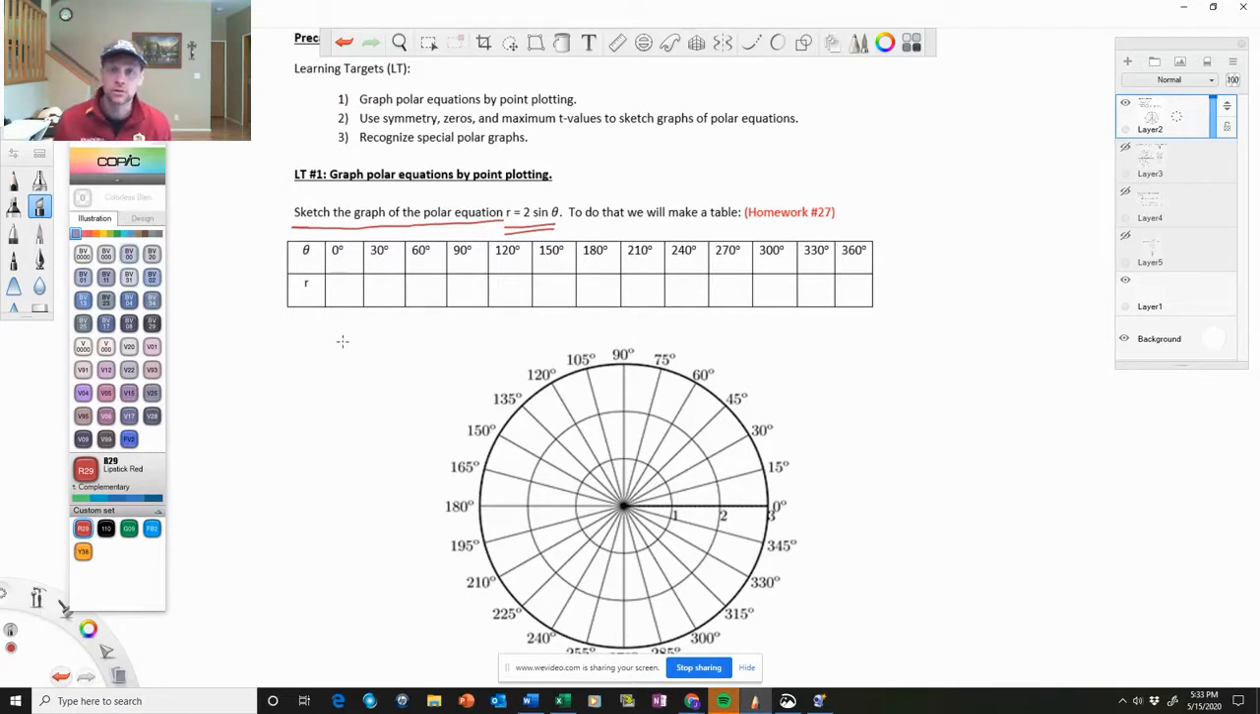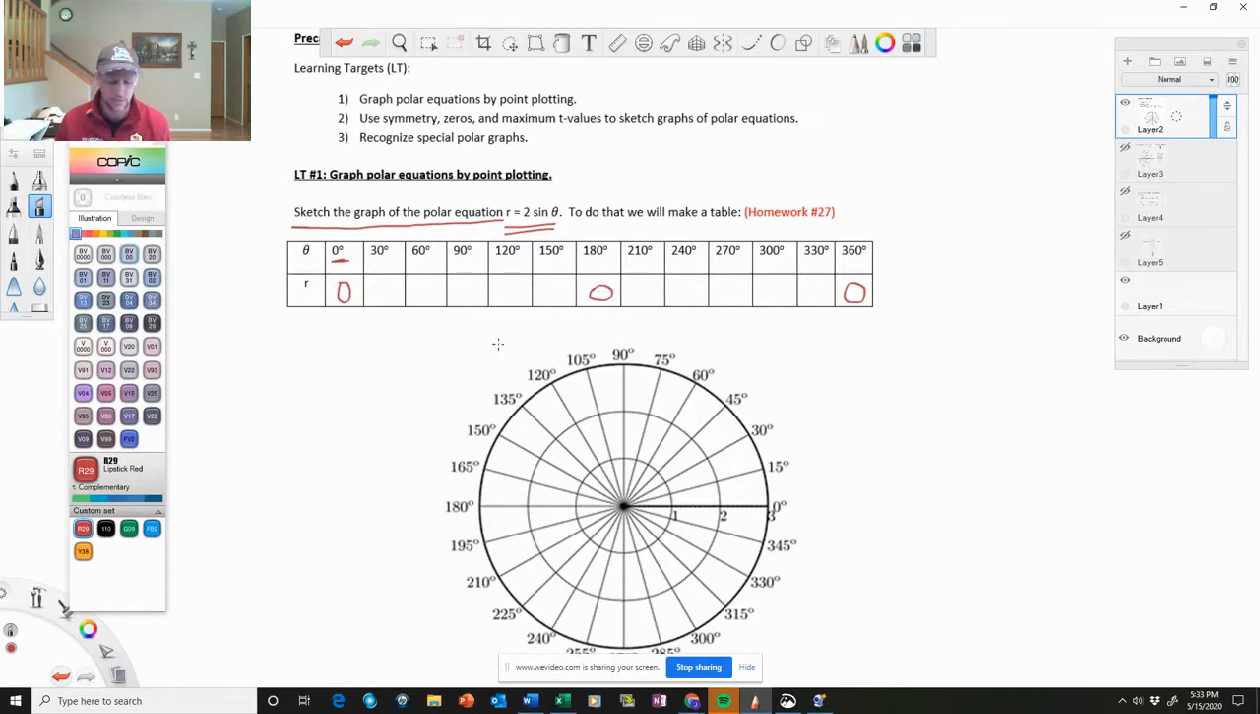Have the unit circle by your side. And let's start. So let's plug in 0 for theta, and we get 2 times the sine of 0. Now the sine of 0 is 0, so 2 times 0 is 0. You'll get the same thing, of course, at 360 degrees. At 180 degrees, the sine is also 0, so put that one there.